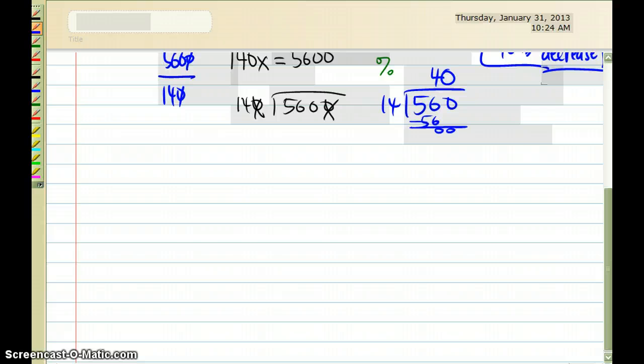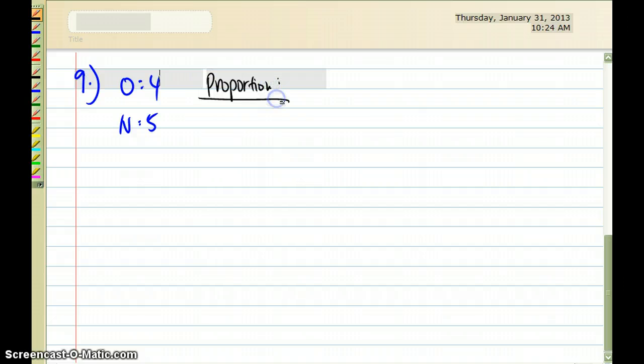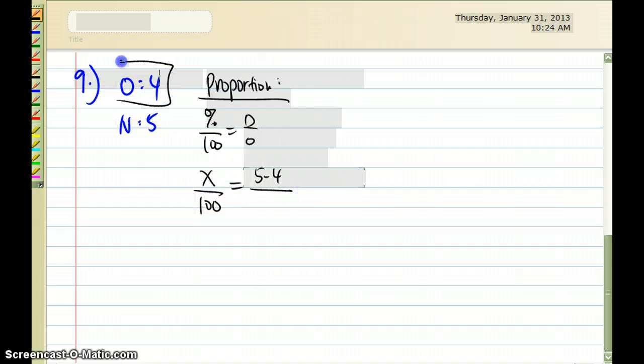I'm going to go ahead and work on number 9, and this time I'm going to just stick with using proportions for the sake of some consistency and to save us some time. My proportion is percent over 100 equals D over O. So my percent is what I'm looking for, so x over 100 equals the difference. The difference is 5 minus 4, and my original is the 4. So then I have x over 100 is the same as 1/4.